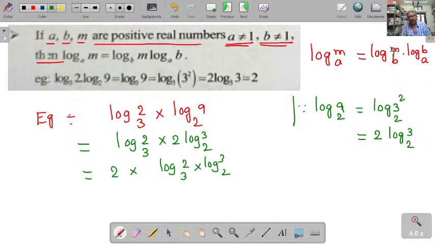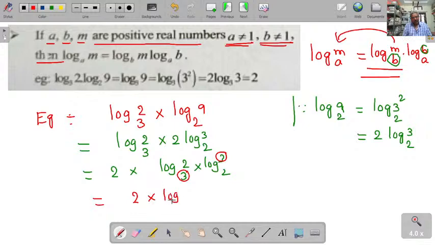So using this property, log m to the base b times log b to the base a is log m to the base a. Here you just round off like this. So now using this property, this can be rewritten as 2 times log 2 base 2. Log 2 base 2 is 1. 2 times 1, answer is 2. I hope it's very clear to you.